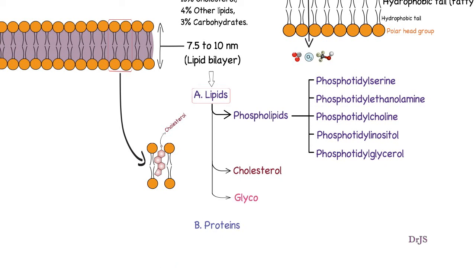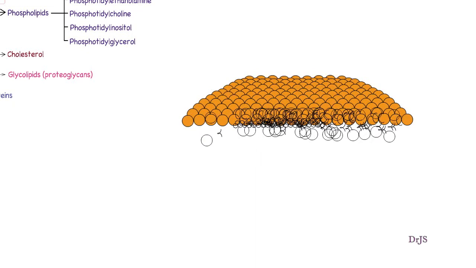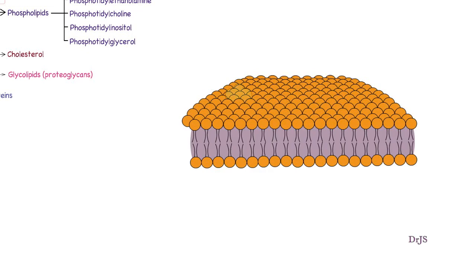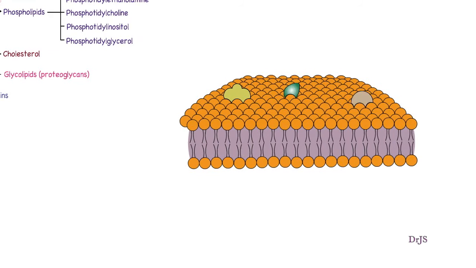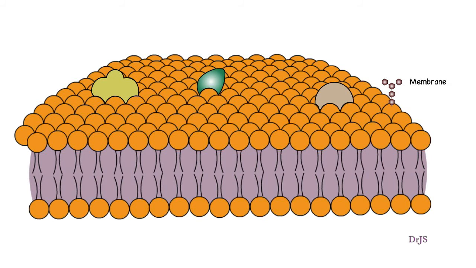The outer portion of the membrane contains glycolipids. The glycolipids create a carbohydrate cell coat that is involved in cell-to-cell interaction and that conveys antigenicity.